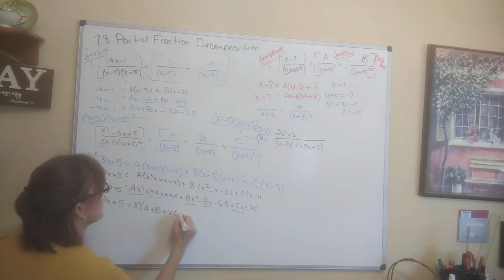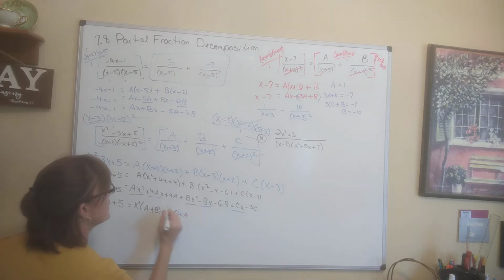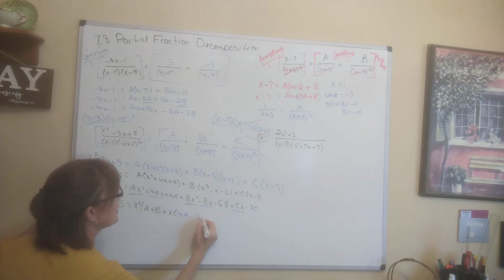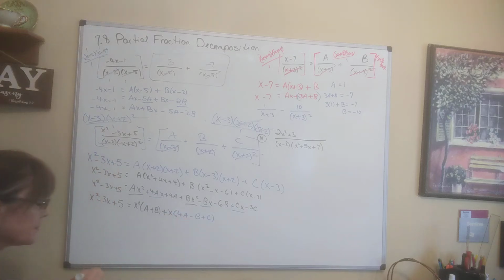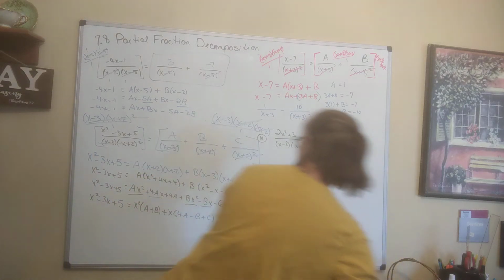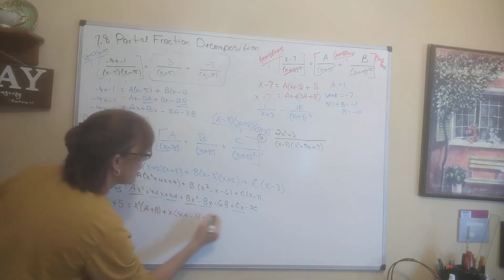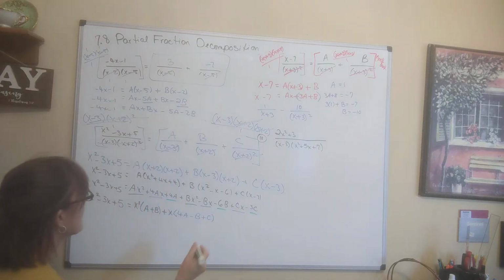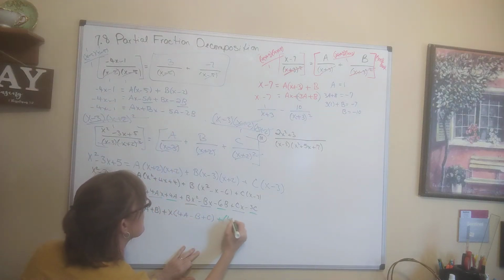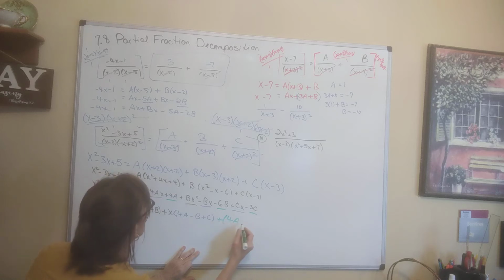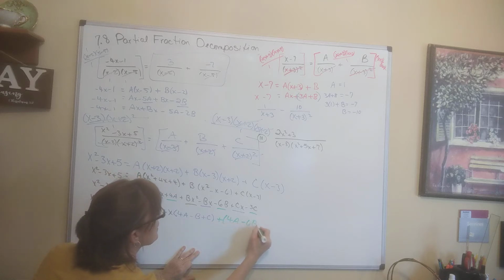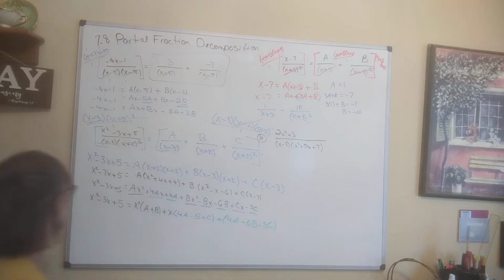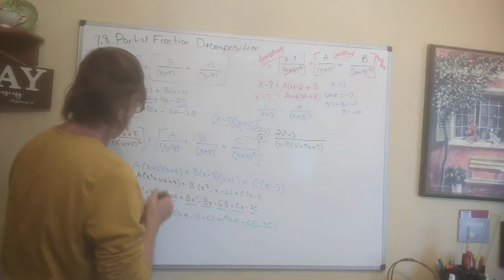Okay, so this is going to be 4A minus B plus C. Okay, great. And then where are my constant terms? They're right here. 4A minus 6B minus 3C. All right, let's set up our equations.